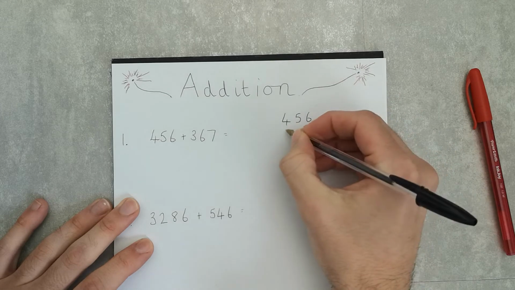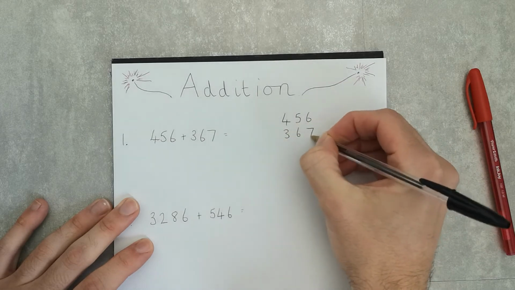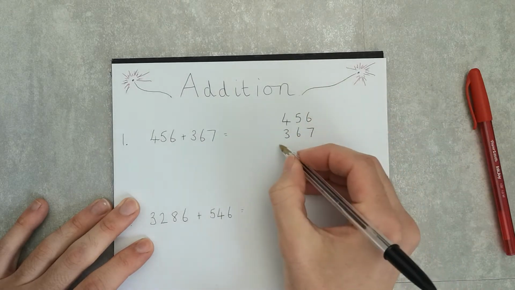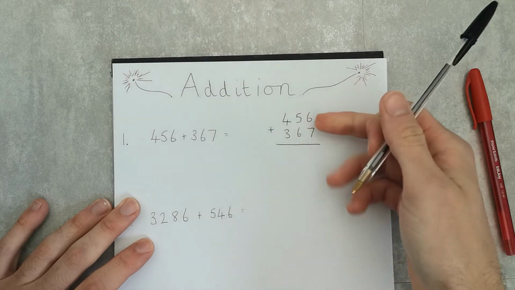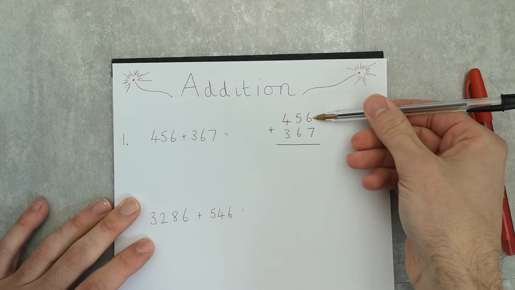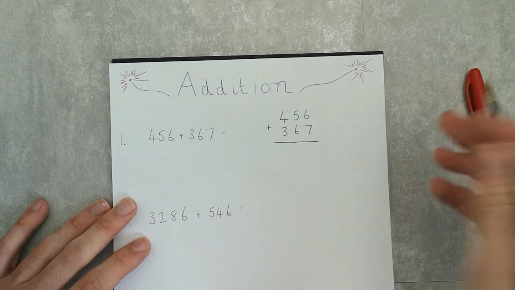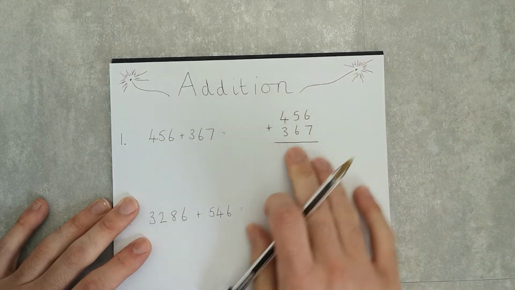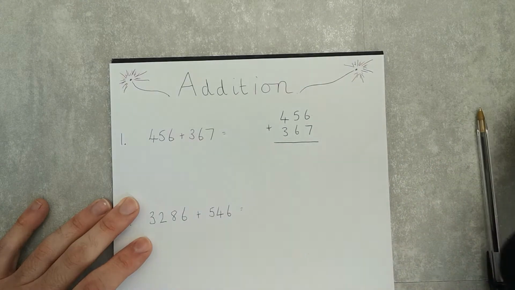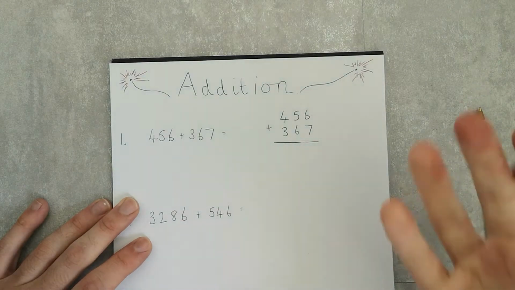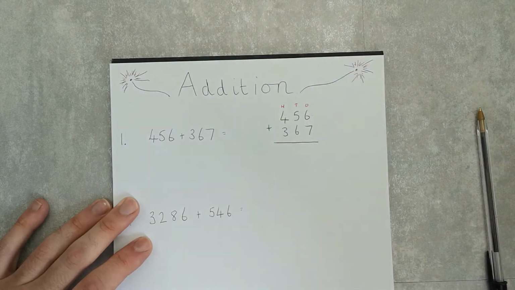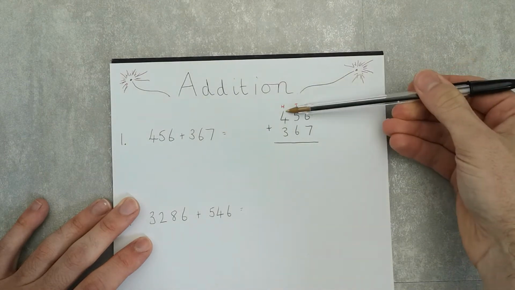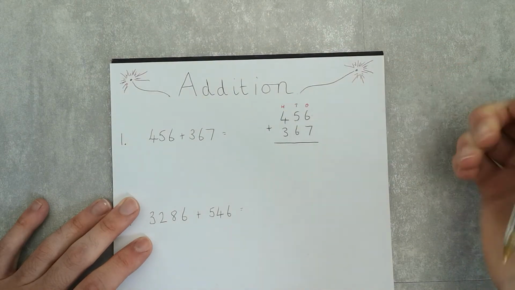Now, remember with addition, it doesn't matter what number goes on top, because you're adding. If you're subtracting, you'd always have the biggest number on top. But it doesn't matter when you're adding. It just comes down to place value. You've got your ones, your tens, and your hundreds. So all you do is add your ones column together, add your tens column together, and add your hundreds column together.